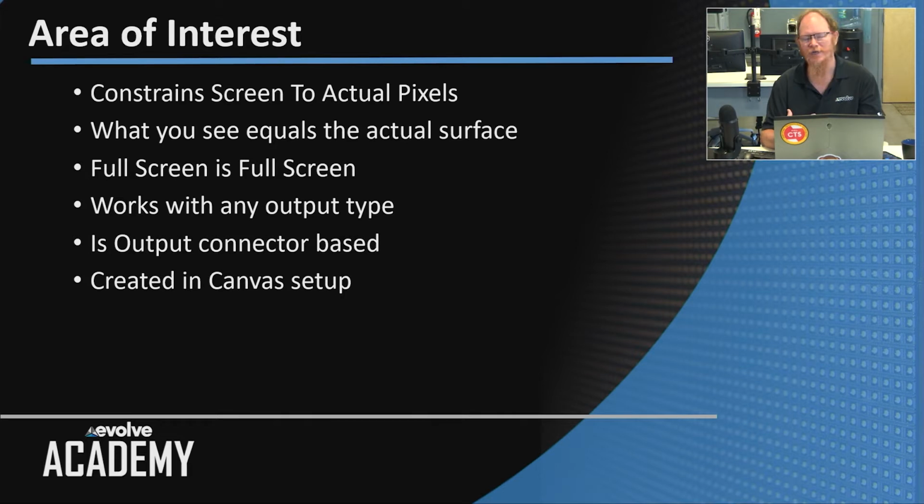Area of interest works on any output connector type. So it works with SDI, it works with DisplayPort, it works with HDMI. Not a problem. It is connector based. It's not screen based, connector based. So if you have multiple connectors on the screen, each connector can have a separate area of interest to make a total canvas output, and each one can be a little separate area of that canvas. And you build your area of interest on the output in the canvas setup section. We're going to do that in a few minutes.